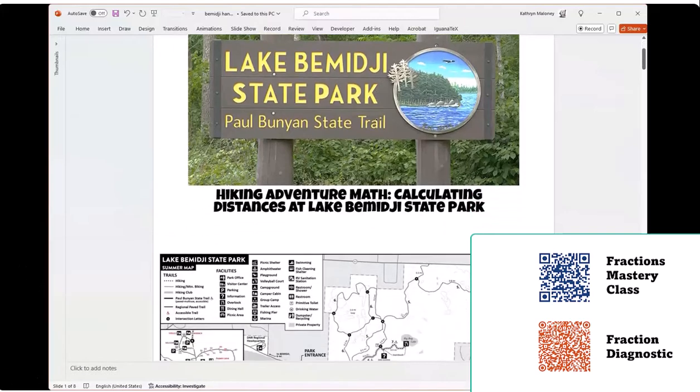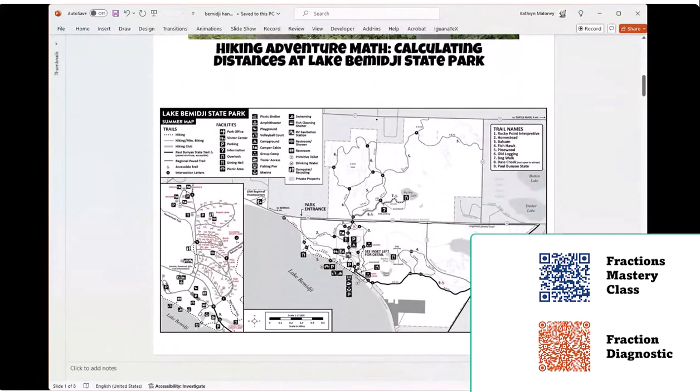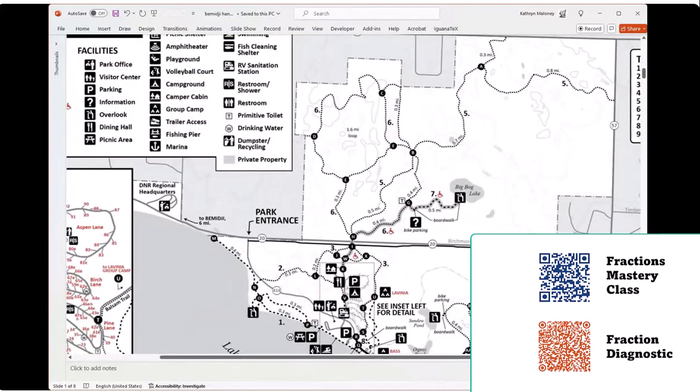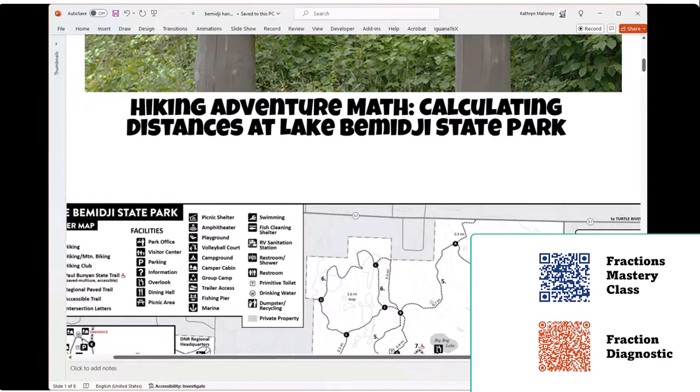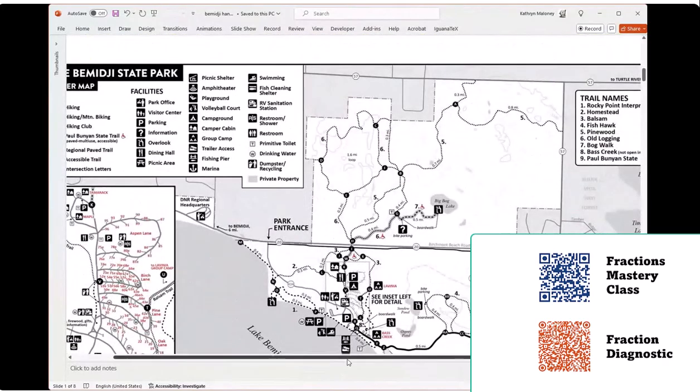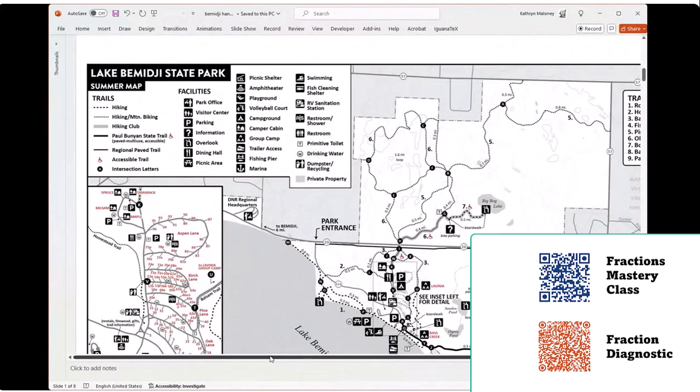And we're going to go down just a little bit. And I'm going to zoom in here. And this is actually from Lake Bemidji State Park. Let me get this here. This is the map. I'm going to put the link later on so you can get your own map.